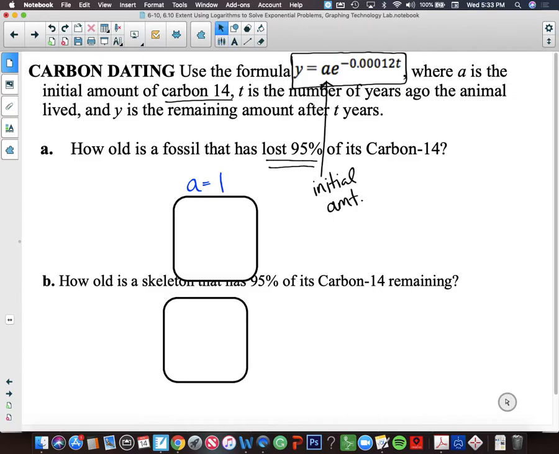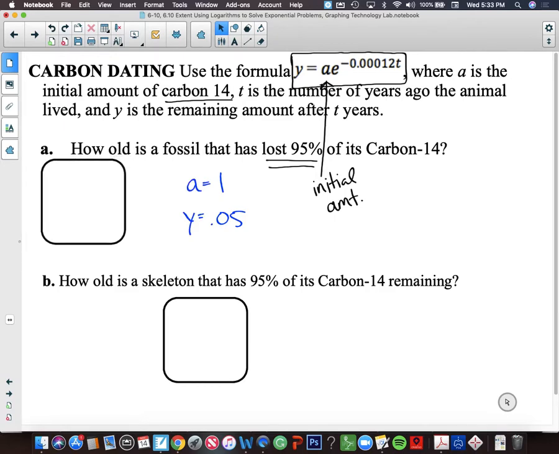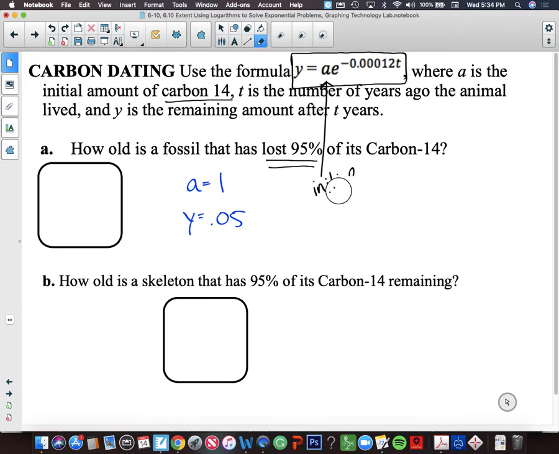So that means my y is just going to be 0.05, because we lost 95% of our carbon-14. If you lose 95%, that's 1 minus 0.95, you get 0.05. Then we can take that information and plug it into our equation and find t, because we're looking for age here. We're looking at how old something is.